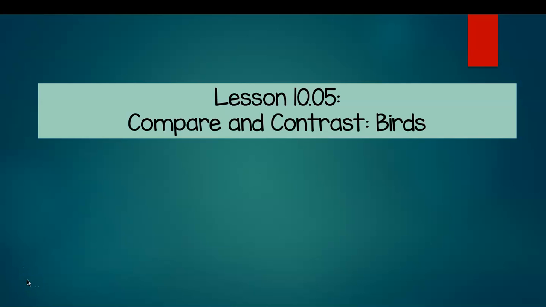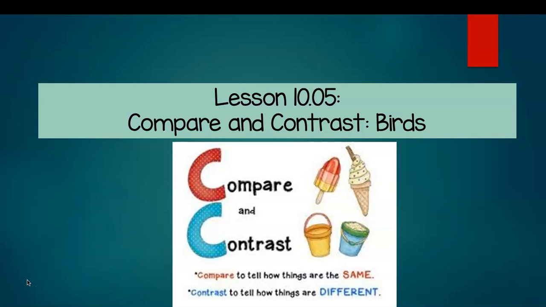Hello, kindergartners. This is lesson 10.05, Compare and Contrast Birds. When you compare and contrast, you are telling how things are the same and how things are different. We did that last week when we were comparing a peacock and a flamingo.